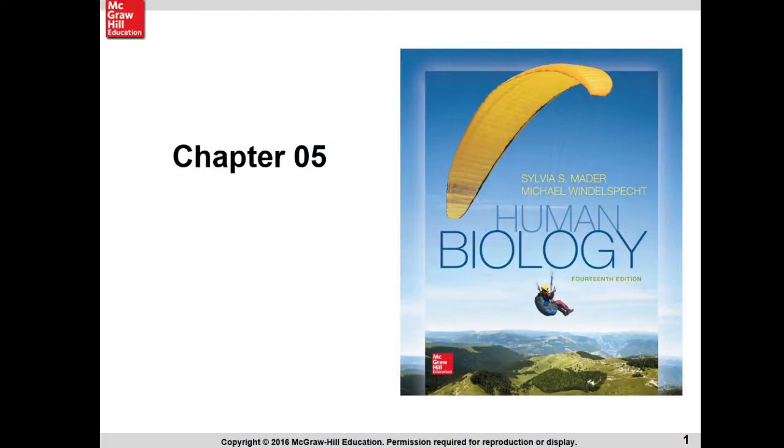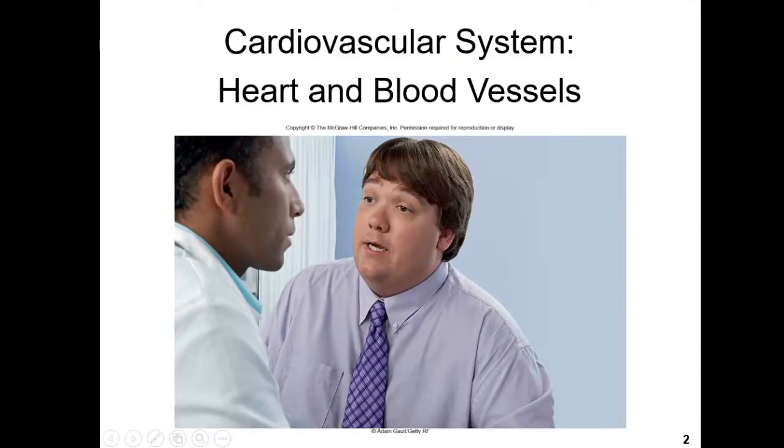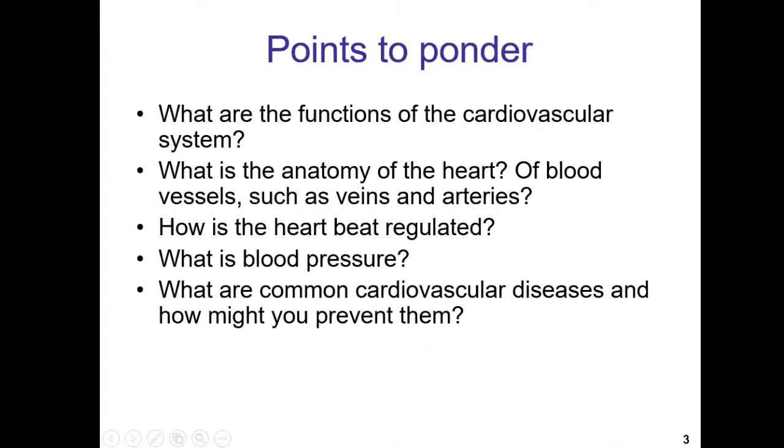So we're going to be in Chapter 5, the cardiovascular system, heart and blood vessels. What do we want to think about as we move through this chapter? We want to think about what the functions of the cardiovascular system are, what the anatomy of the heart and of the blood vessels, such as veins and arteries, is. We'll look at whether those structures play a role in the functions it's able to carry out. How is the heartbeat regulated? What is blood pressure? And what are the common cardiovascular diseases and how might you prevent them?